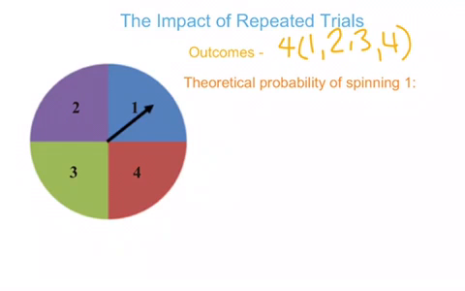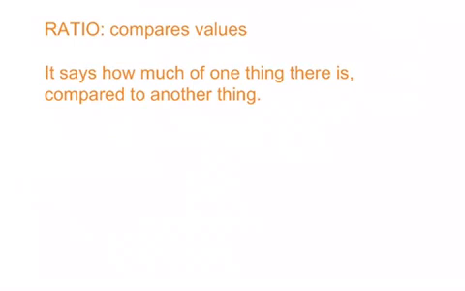So we want to represent this in 2 ways. We want to be able to represent it as a fraction, and we want to be able to represent it as a ratio. Just as a quick reminder, a ratio is a way to represent numbers when we're comparing values or comparing how much something is. So a ratio says how much of one thing there is compared to another thing.